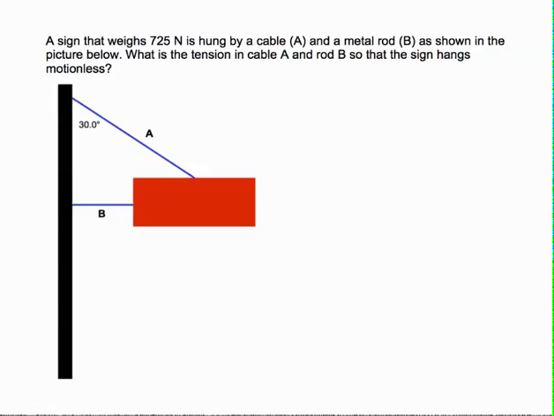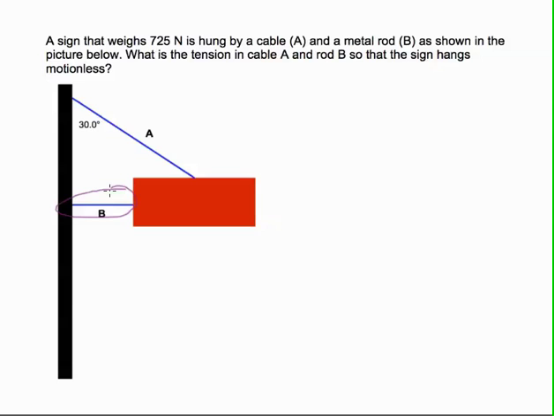Let's look at this example. In this example, we've got a sign that weighs 725 newtons. And it's got a cable A, that labeling A there, that's holding it, and a metal rod B. We can still consider the force applied by that rod as a tension force because it's staying straight and it's applying an equal force at both ends.